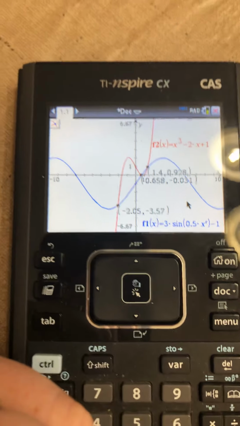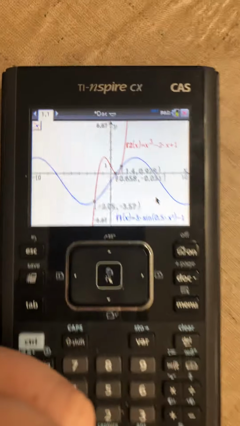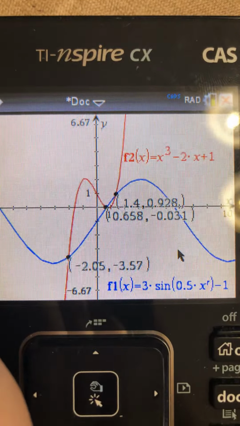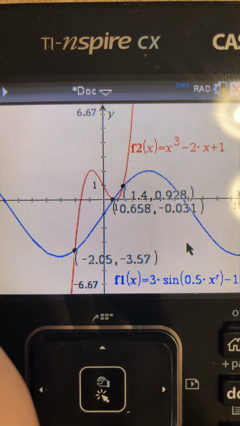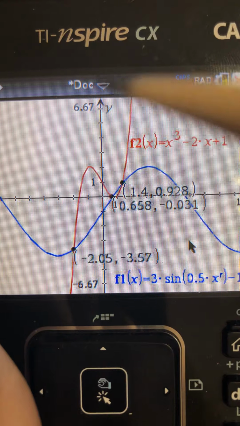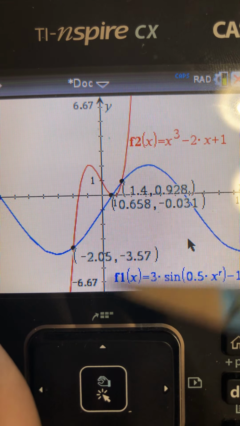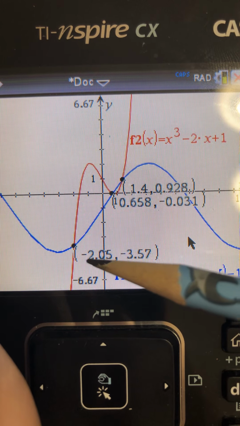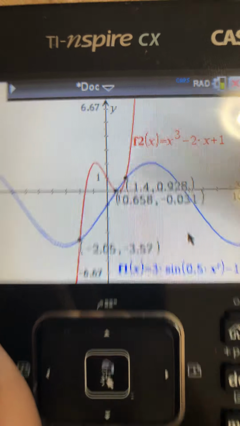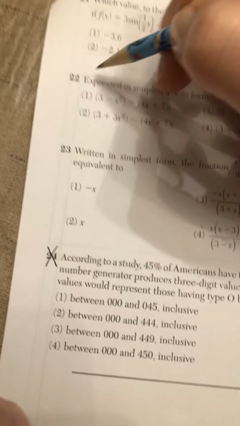So remember, when we're solving for f of x equal to g of x, we're looking for the x values only. And it says, to the nearest tenth, what is the smallest solution? So if I'm looking at the x values only, this is the smallest. And to the nearest tenth, it's negative 2.1. There we go.